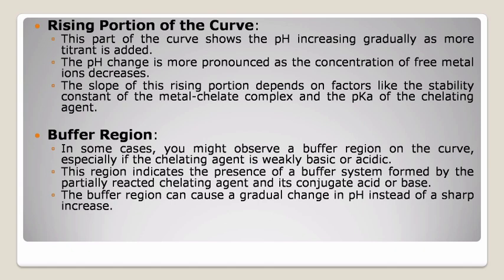Fourth, buffer region. In some cases, you might observe a buffer region on the curve, especially if the chelating agent is weakly basic or acidic. This region indicates the presence of a buffer system formed by the partially reacted chelating agent and its conjugate acid or base. The buffer region can cause a gradual change in pH instead of a sharp increase.